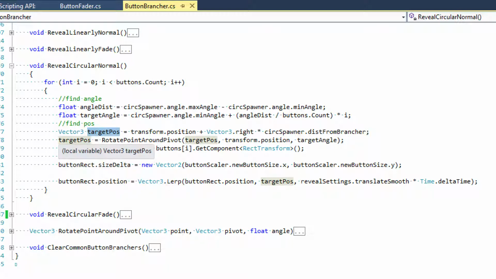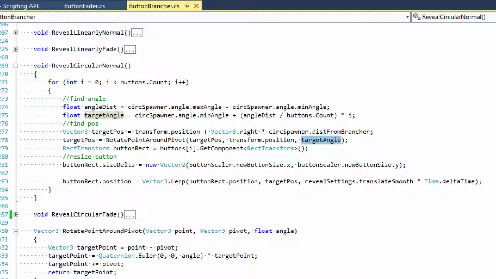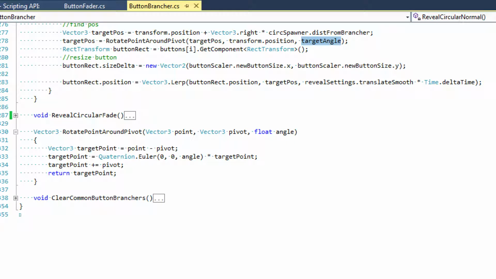Now that we have our initial position, we need to rotate that point around our circle, and to accomplish that, we create a RotatePointAroundPivot method, which is going to take three parameters. It's going to take a point, which will later be returned. It's going to take a pivot, and it's going to take our target angle. All right, so let's look at that method definition to see what it is. So it's only 4 lines of code, not too bad. Let's dissect this to see what each thing is doing.